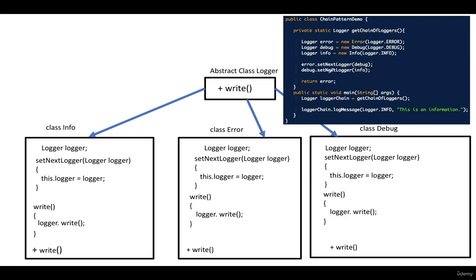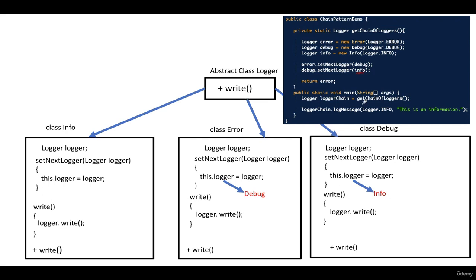Then we call debug.setNextLogger. So this is the setNextLogger method of the debug class, and this debug is the instance of the debug class. And here as an argument we are passing the instance of the info class. So we are creating the instance of the info class and passing it in this method. So basically this logger was having the instance of the debug. Similarly, in this logger we have the instance of the info. So here we are storing the instance of the info class, and then when we call the write method of it, it will eventually call the write method of the info class. So basically from the debug now we are calling the info class.